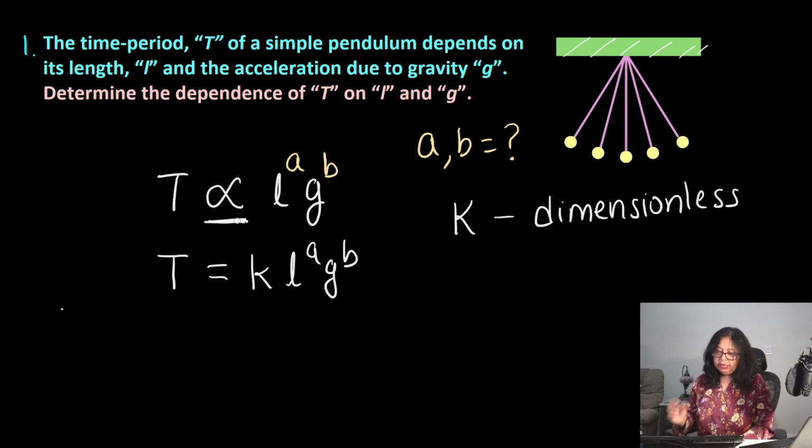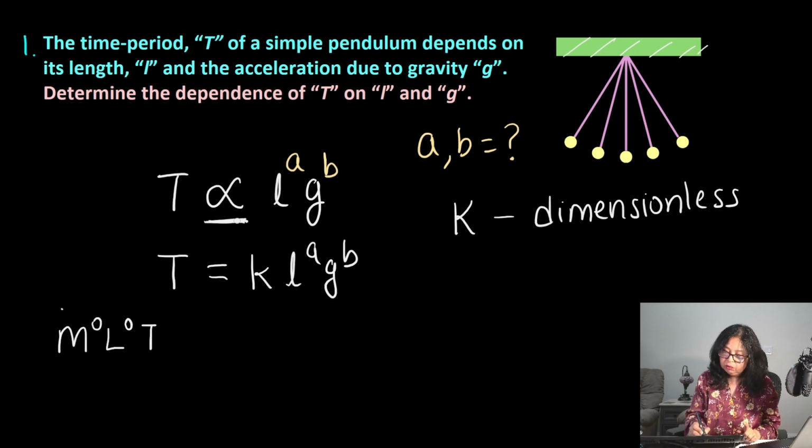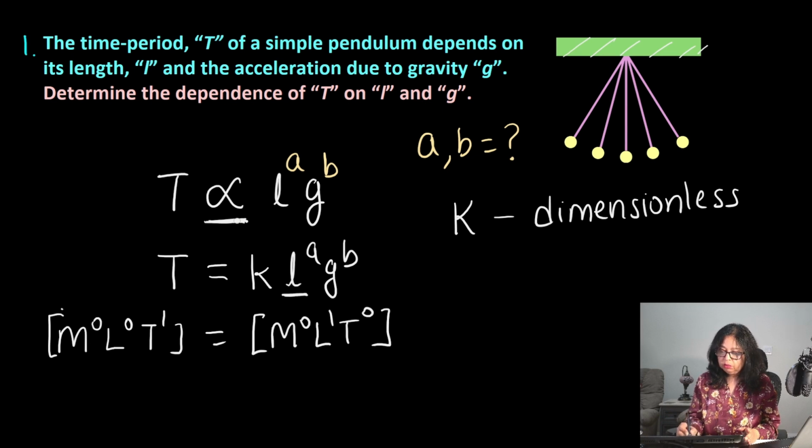All right, next we're going to insert the dimensional formula for each of these factors in this equation. On the left-hand side, I have time period. Time period is M0, L0, T1. K is dimensionless on the right-hand side. Then we move over to L, and L is just the length. So you get M0, L1, T0. This is the dimensional formula for length L.